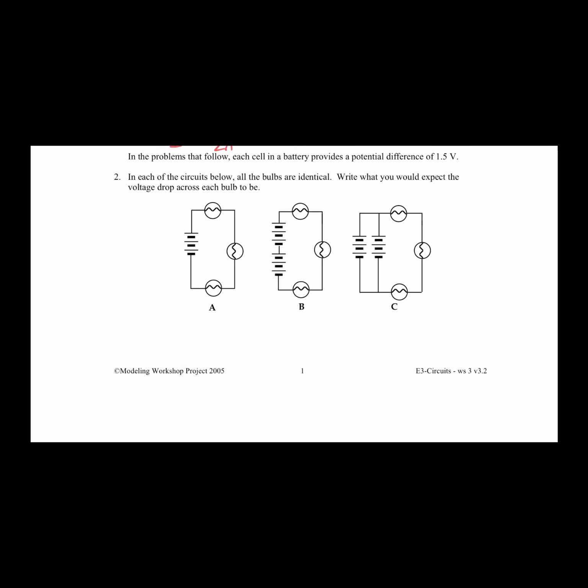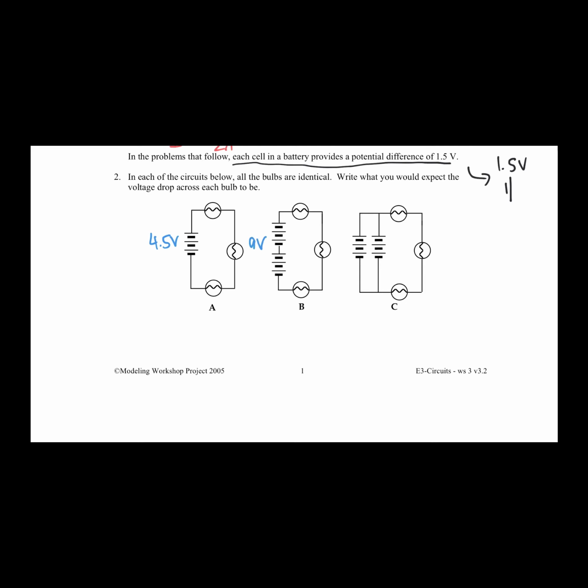All right, moving on to problem 2. It says each cell in a battery provides a potential difference of 1.5 volts. For this, we need to know that the symbol that looks like one cell of a battery, a short line and a long line, is 1.5 volts. Looking at each of these, in circuit A, I have 3 cells, so I have 4.5 volts. In B, I have 6 cells, so that's going to be 9 volts.